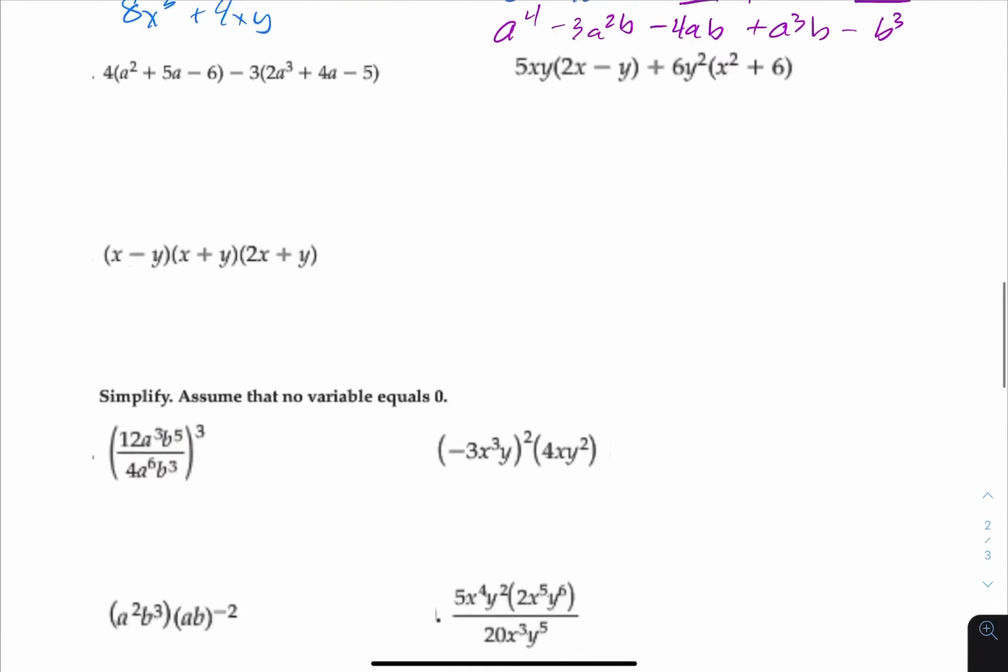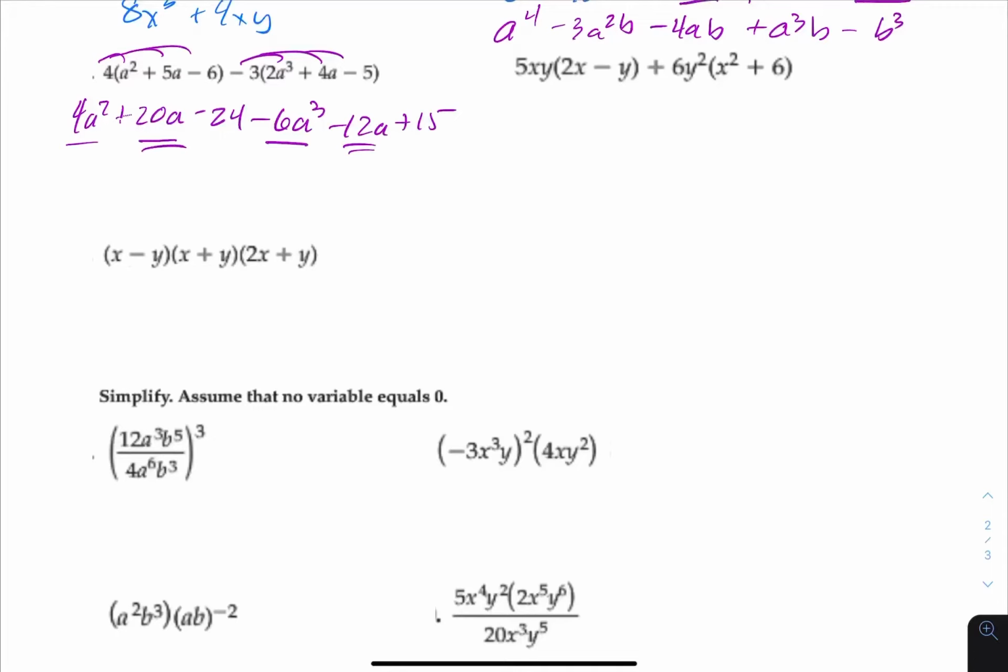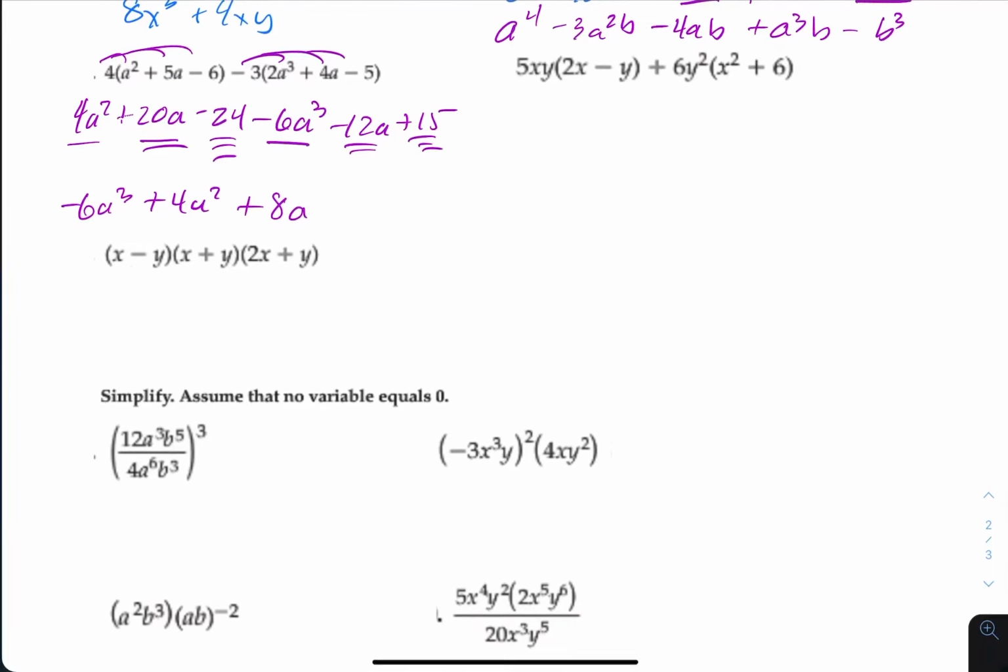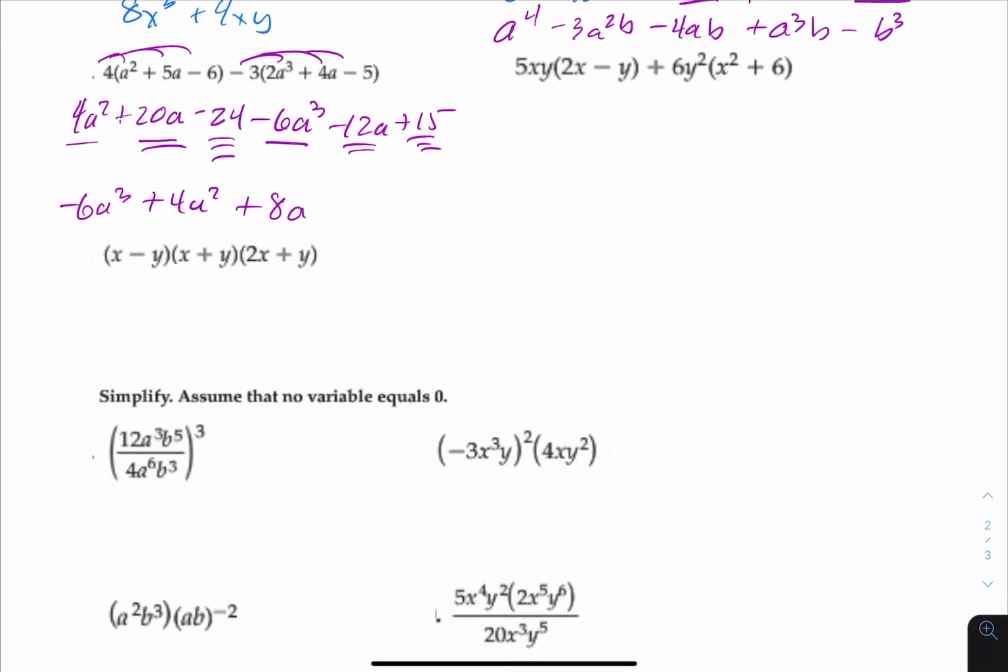Keep on going. Same idea, but now we got to distribute these first. So we got to distribute the 4. So I get 4a squared plus 20a minus 24. Distribute the negative. Negative 6a cubed minus 12a plus 15. Add up like terms. A cubed and a squared are by themselves, but I could add 20a and 12a, and I could add the constants. So let's see, negative 6a cubed plus 4a squared. Add the a's, I get 8a. Add the constants, I get negative 9.